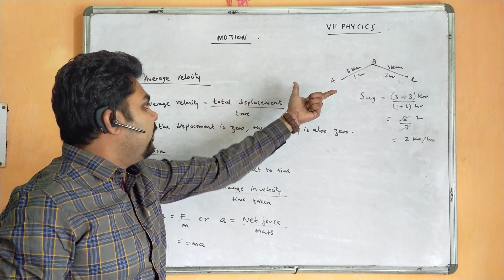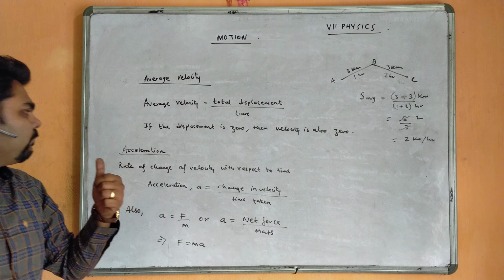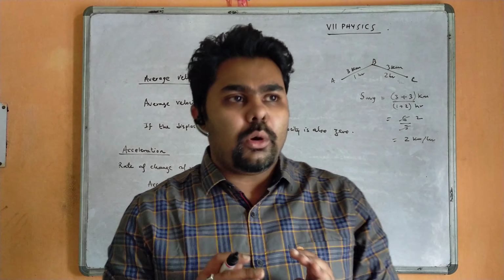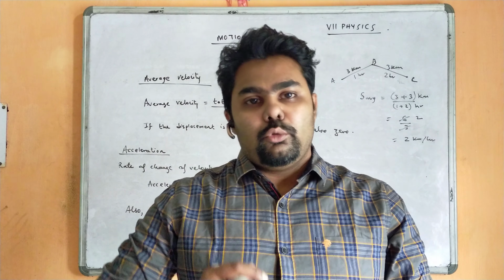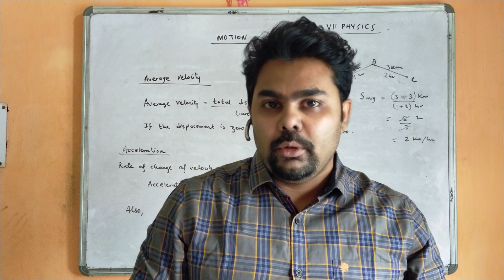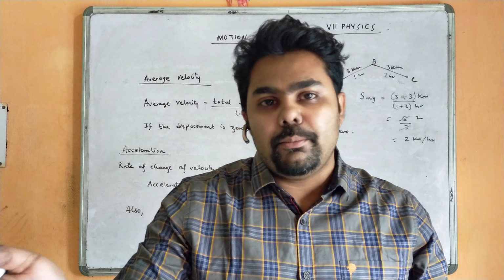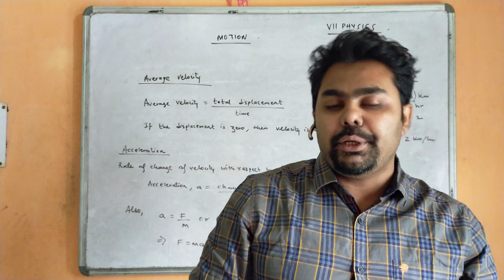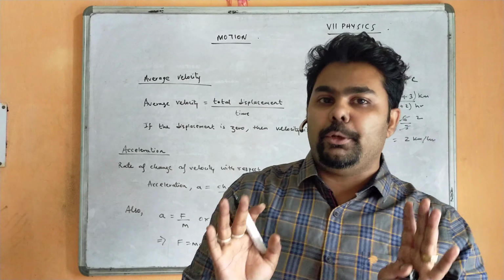So in place of distance, if you replace the word distance with displacement, then it becomes average velocity. Now one thing you note here: suppose you are moving from your home to the market. The distance between your home and the market is 6 km. So from your home you go to the market, and again you come back to your home. What is the total distance traveled? If I ask, then you will say, sir, it is 6 km plus 6 km, that is 12 km.